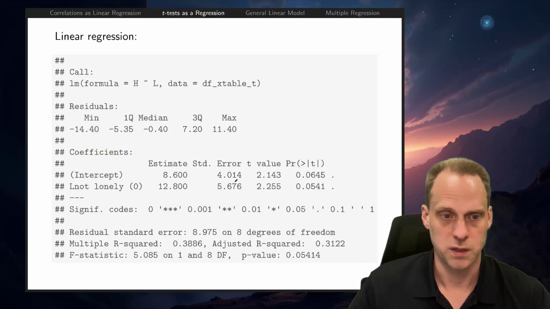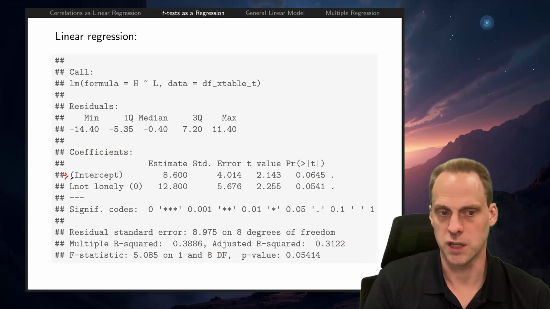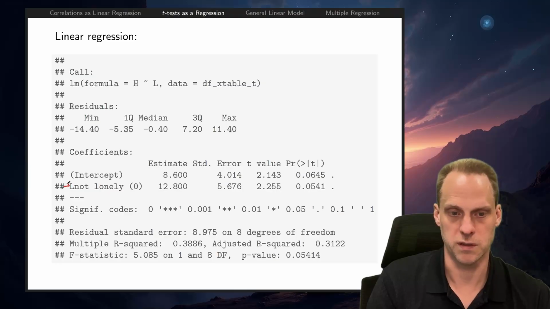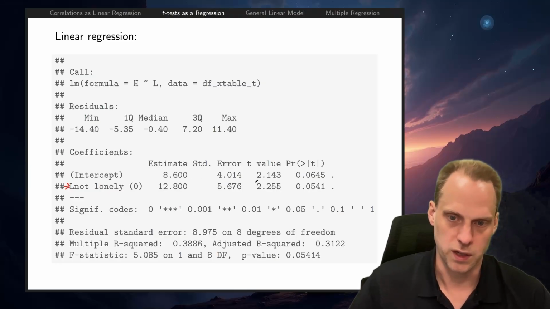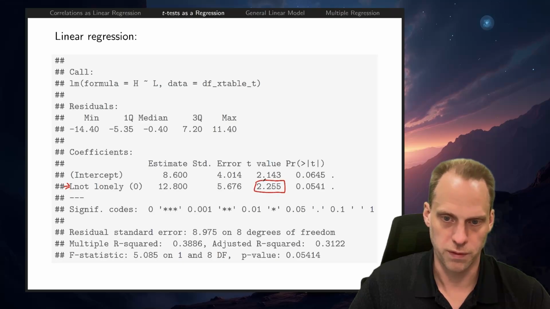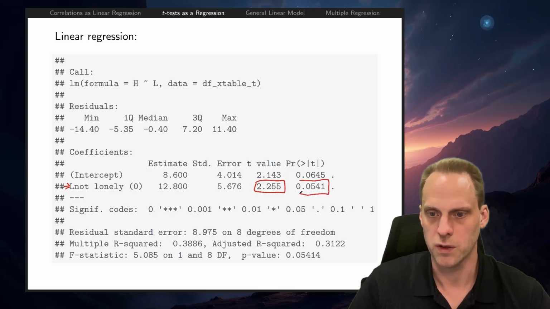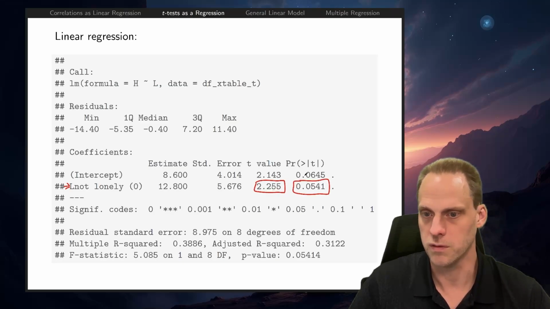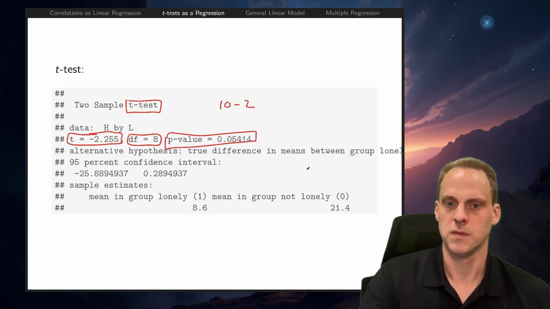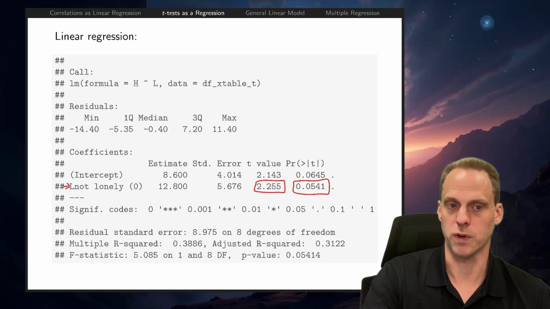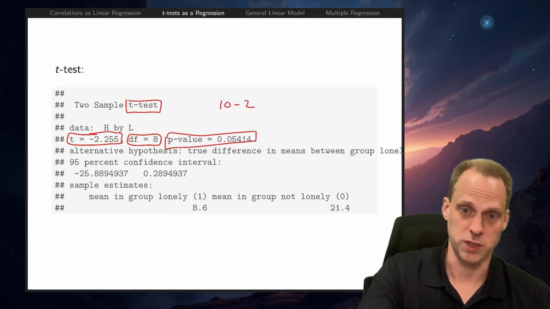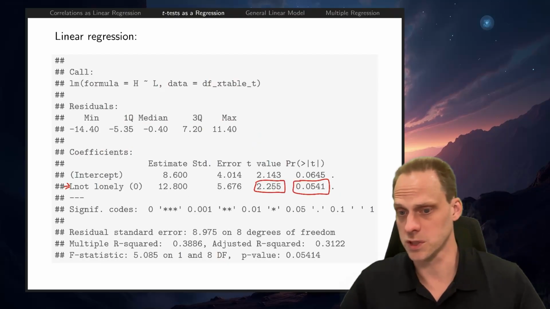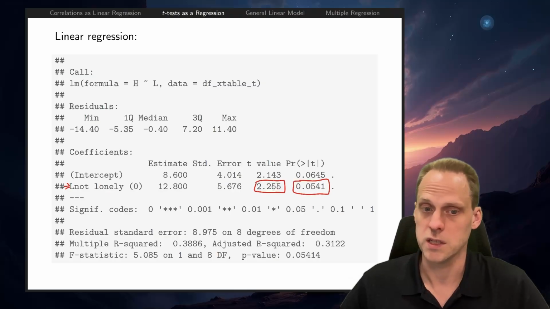So what do we get? We get some intercept. We're not interested in that, but we're interested in this one here, the loneliness predictor. We get a t-value of 2.255 and a p-value of 0.0541. Minus 2.255 or 2.255, well that doesn't really matter, that's basically how it's encoded. P-value 0.054, it's the same value.